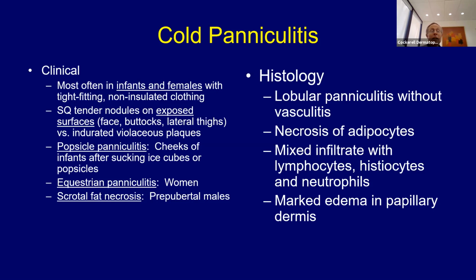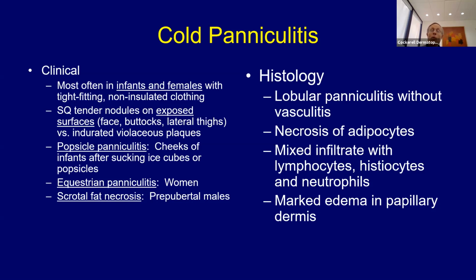Equestrian panniculitis, especially in women: they go out and ride horses when it's cold outside, and they can get a panniculitis on their legs. And then sometimes you get scrotal fat necrosis in prepubertal males. When we look under the microscope, it's usually mostly a lobular panniculitis without vasculitis, with necrosis of the adipocytes.